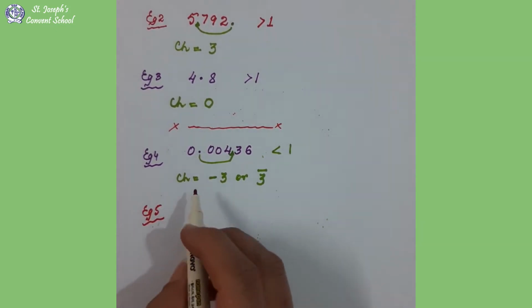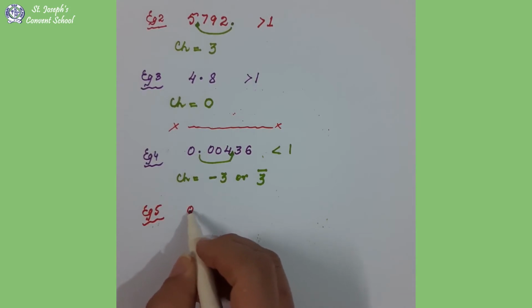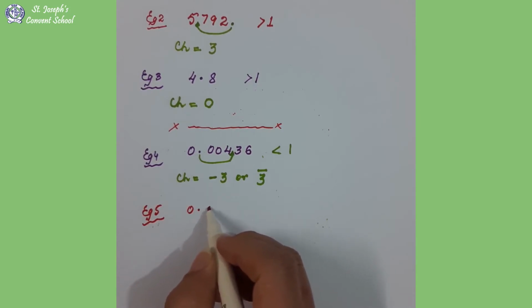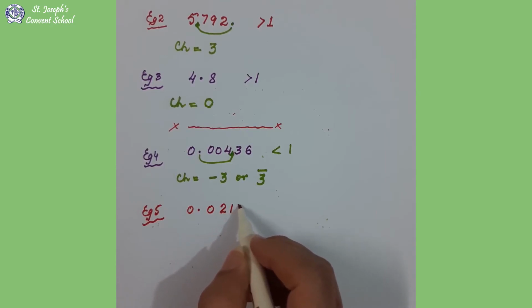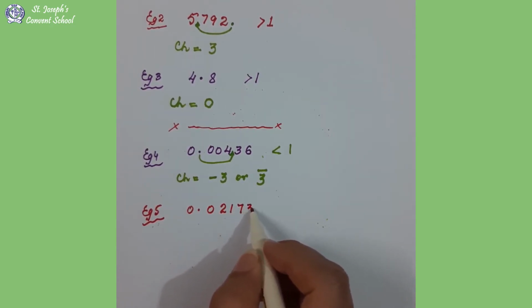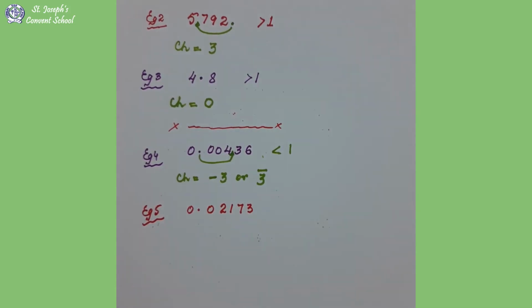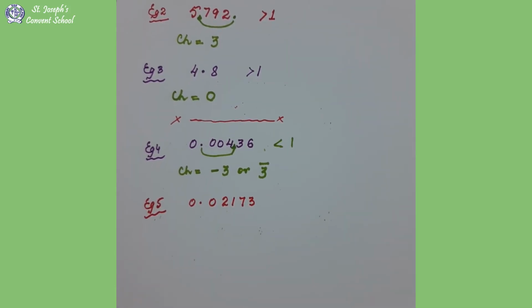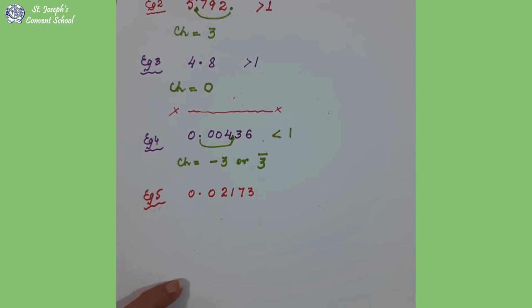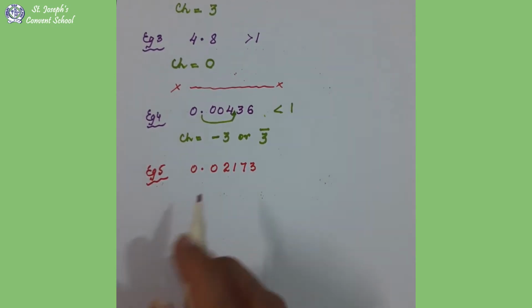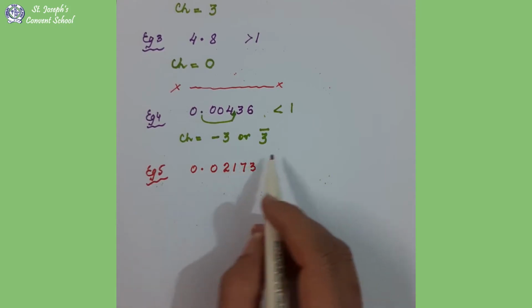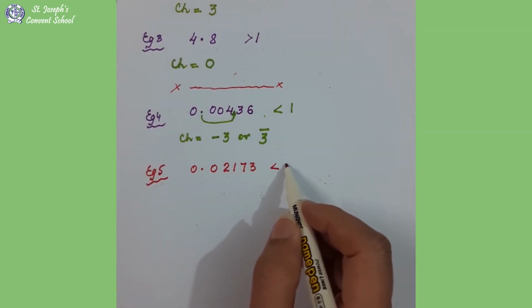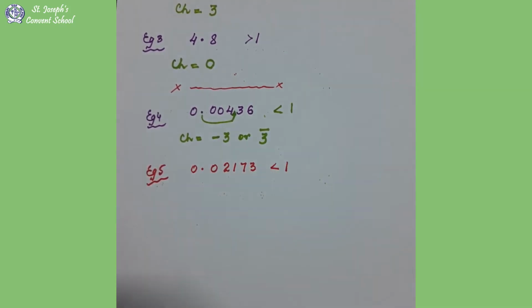Suppose the number is 0.02173. Okay, now this is the number, and you can again see the number, it is less than 1. 0.02 is smaller than 1. So number is less than 1. It means you will get negative characteristic.